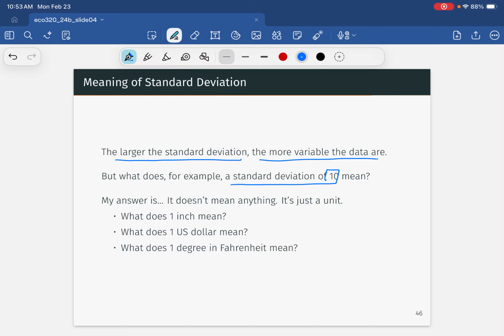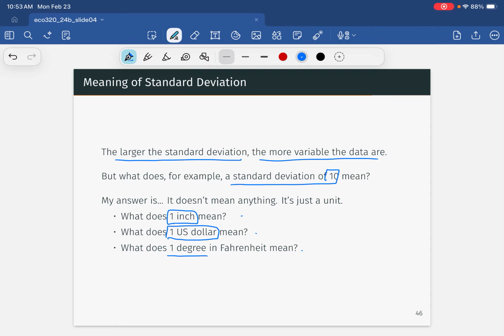Like for example, when I say my height is 57 inches, then what does that mean? Well, that just means 57, right? 1 inch does not have much meaning. Then what is the definition of $1? Dollar does not have a definition. It is just a unit, right? So 1 degree in temperature, what does it mean? I don't know, but we use those units, even though we do not know what they mean.